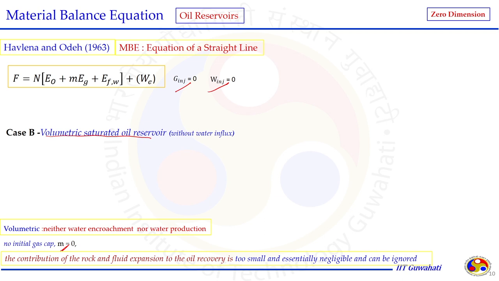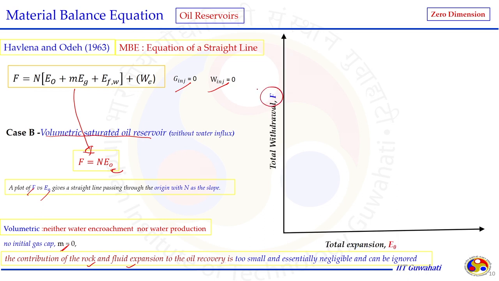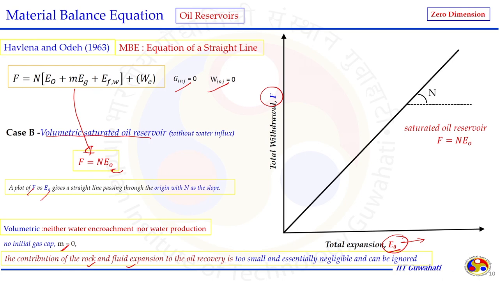If we further ignore or do not consider the contribution of the rock and fluid expansion towards the oil recovery, in that case the expression will be simplified to F is equal to N Eo. It means the plot of F versus Eo gives us a straight line passing through the origin with N as the slope. If we plot F versus Eo, you remember in the previous case we plotted Eo plus Efw, while here it is only Eo. For the saturated oil reservoir, the resultant straight line will give us the slope, that is the initial oil in place.